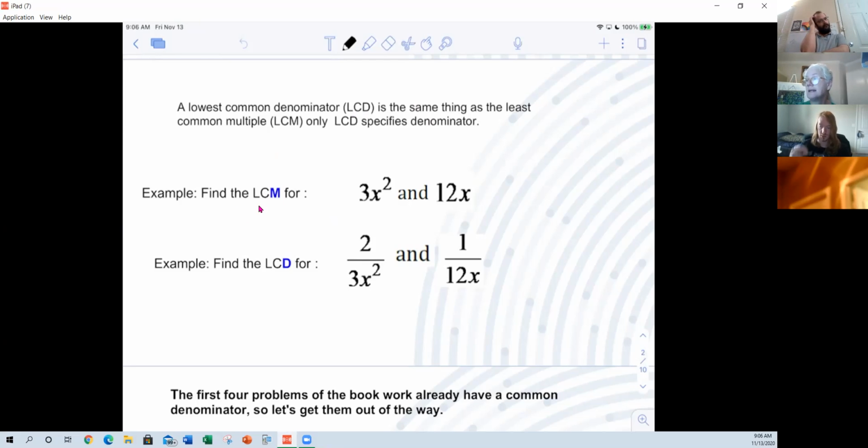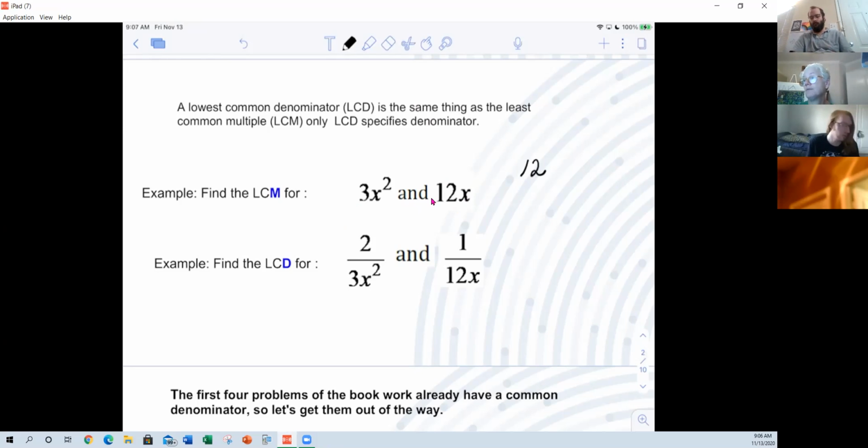So if you're asked to find the LCM, for example, of 3x squared and 12x, you're being asked to find the smallest number that both these things will divide into. What I normally do is pick the bigger of the two numbers. Here, I pick 12 and ask myself if the 3 will go into it evenly. If the answer is yes, then that is the number I pick, 12. If it's no, then I multiply the 12 by 2 and see if the 3 will go into it, and just continue that process until I find a number that the 3 will go into.